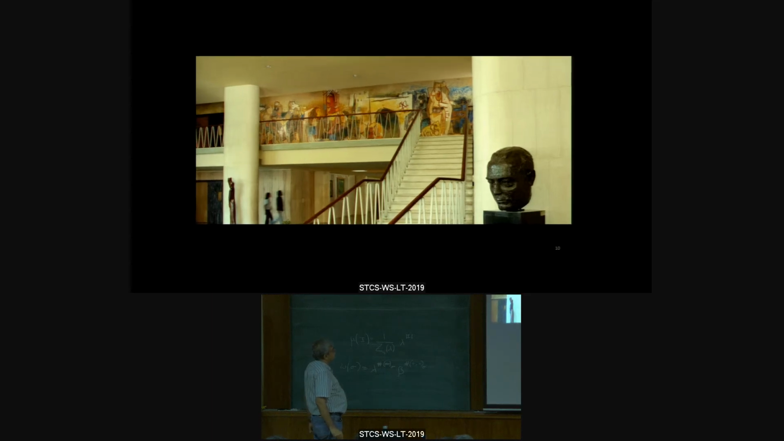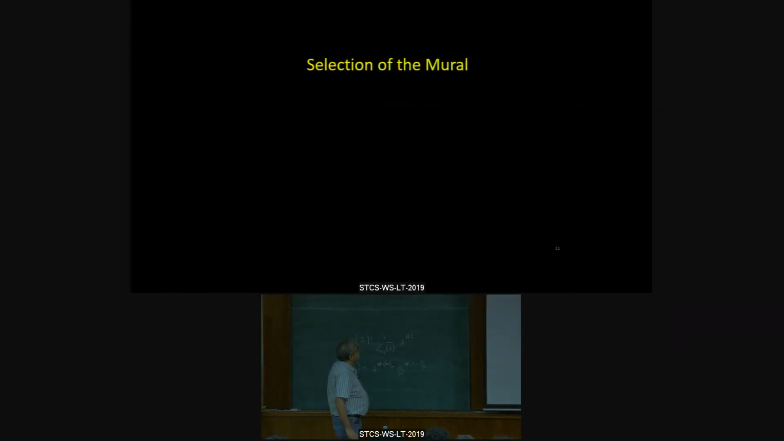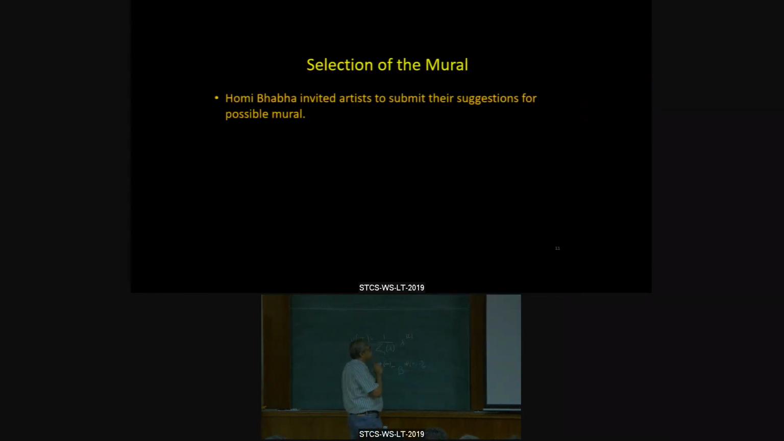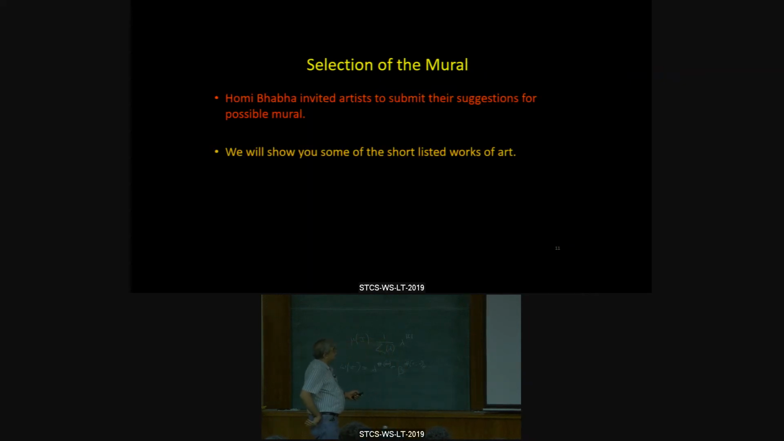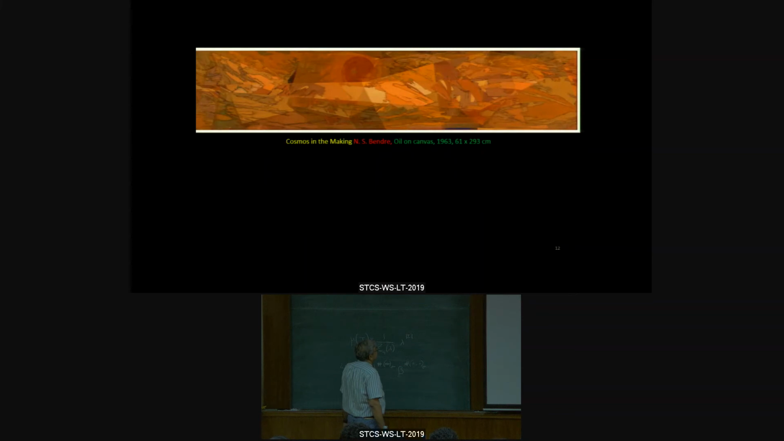This is the mural that I'm talking about, a fairly large piece. You can't see the whole of it simply because of the pillars and stuff. But the selection of the mural itself is a fairly interesting proposition, because the shortlisted works are now part of TIFR's collection, and they're an interesting idea of what the artist thought TIFR would be like when TIFR started. So let me show you some examples.